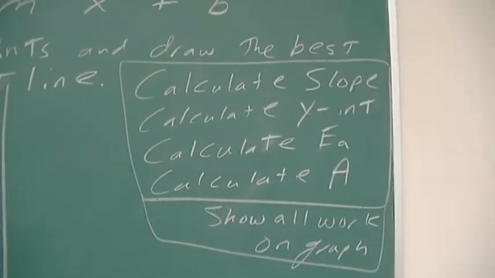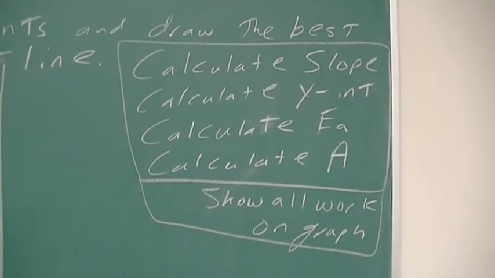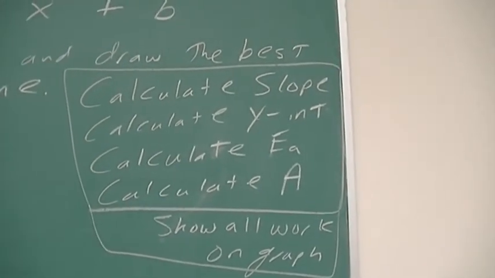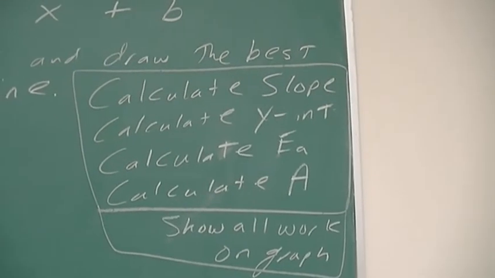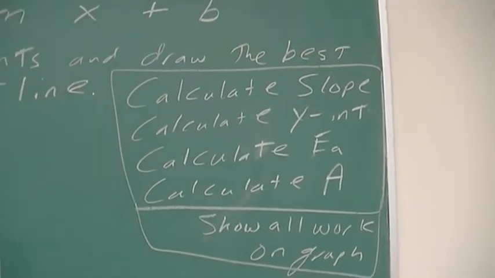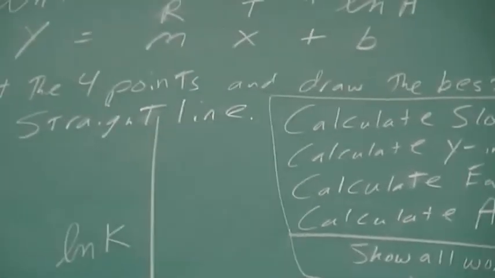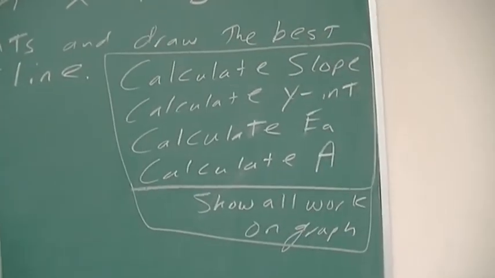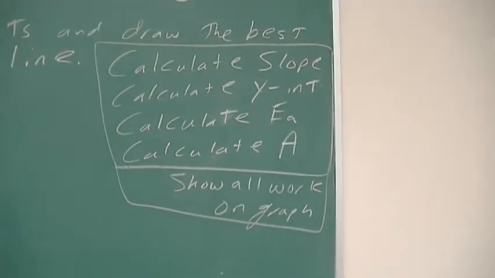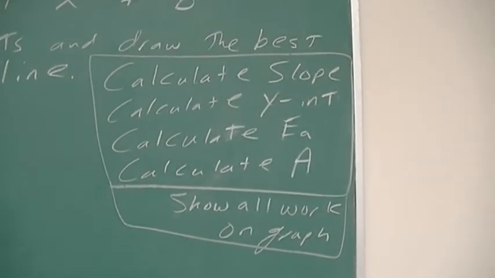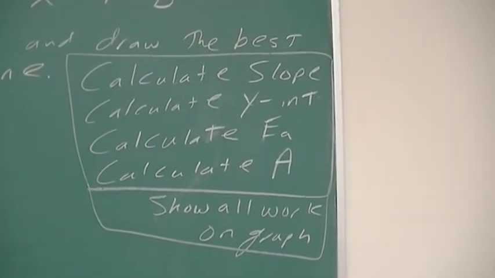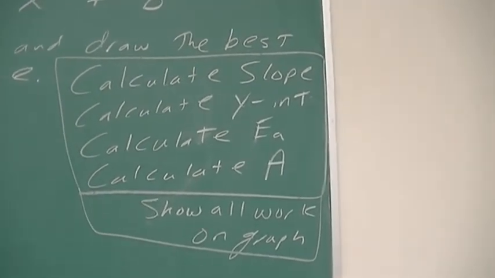Now, once you have drawn your line on your graph, you will then have to calculate the slope. Slope is, of course, rise over run. You put 2 points that are on your line. It may not be any of the points that you plotted. You pick 2 points on the best straight line that you drew, and you calculate the slope. All right, now once you have the slope and you have a point, then you can calculate the y-intercept.